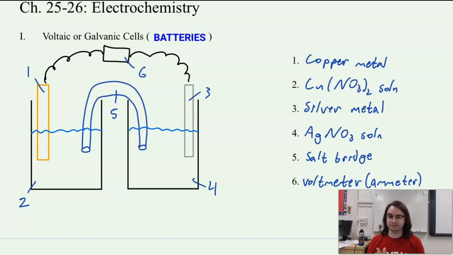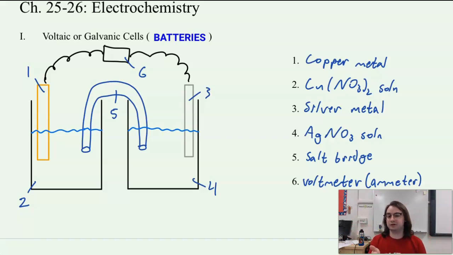So did you pause? All right, let's talk about what's happening now. We have two beakers here. In one beaker, we have a strip of copper metal and a solution of copper nitrate. In the other beaker, we have a silver metal strip and a solution of silver nitrate. Both of them are connected to each other by something called a voltmeter. That's that squiggly thing at the top.